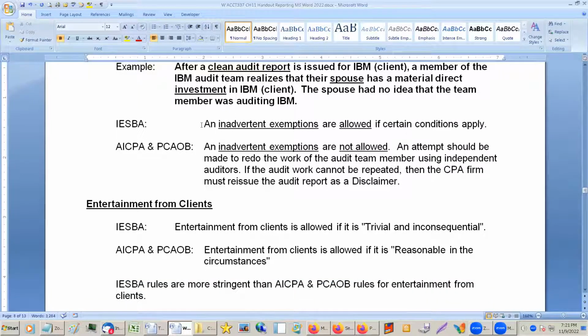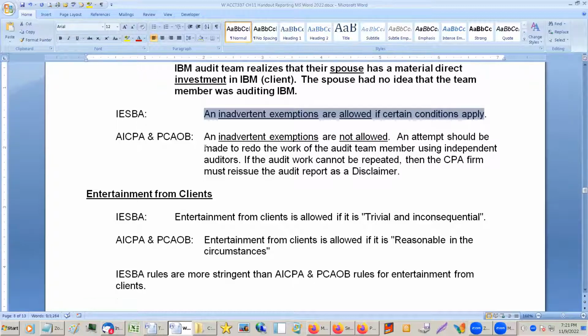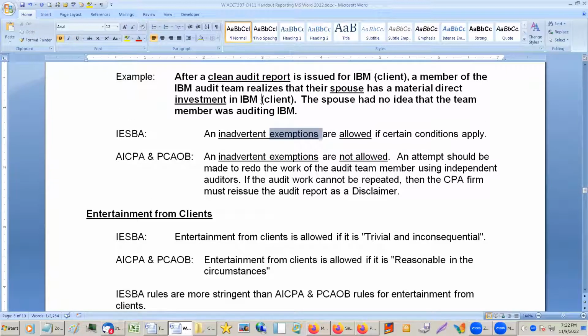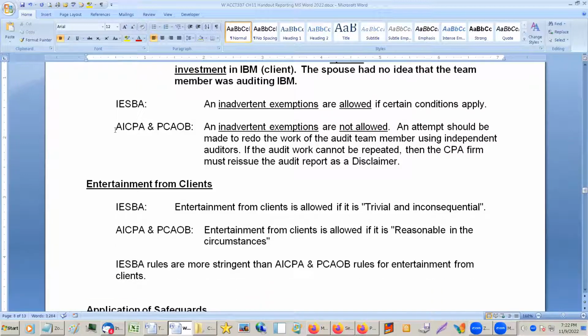Okay, inadvertent violations are allowed if certain conditions apply. The international standards say that if this happened, you can apply for an exemption. Basically, if certain things came into play, like nobody realized it, no one knew about it, no one acted on it. The AICPA and PCAOB don't allow for exemptions.